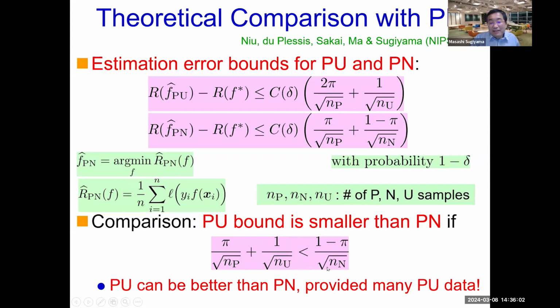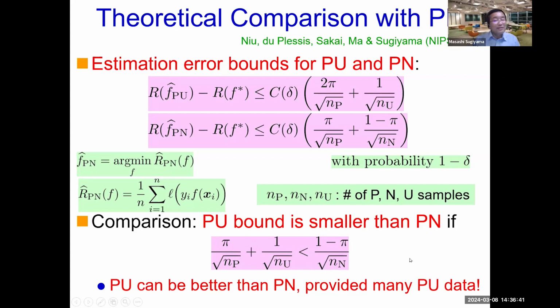And if you have only a small number of negative samples, then PN learning gets worse and the right-hand side gets larger. Then PU learning tends to be better. So by looking at this condition, we can compare whether PU learning is good or PN learning is good. If you have a large number of positive data and unlabeled data, and only a small number of negative data, then we recommend using PU learning because of this bound. Relying on a small number of negative samples is not a good idea, but instead we can utilize a large number of unlabeled samples.